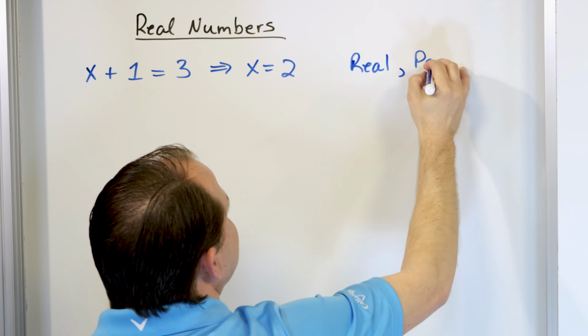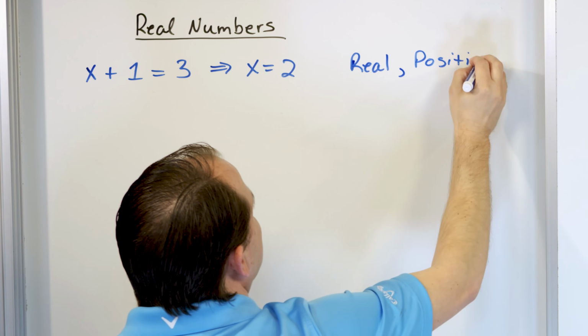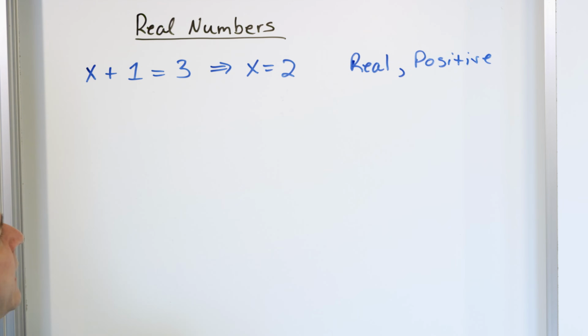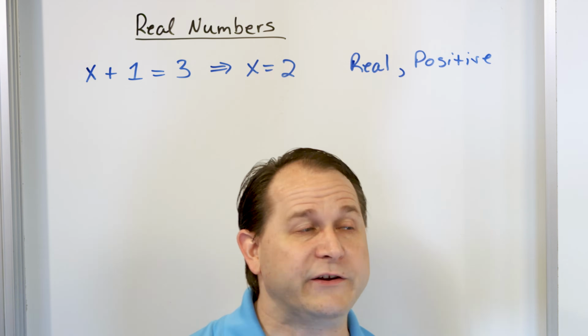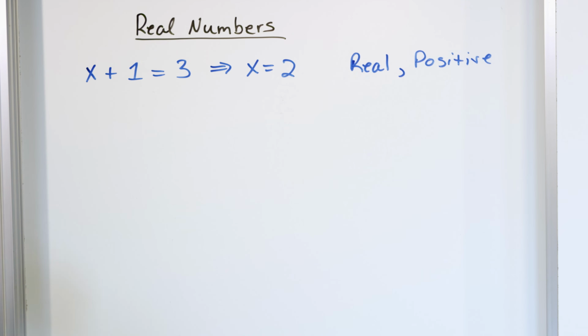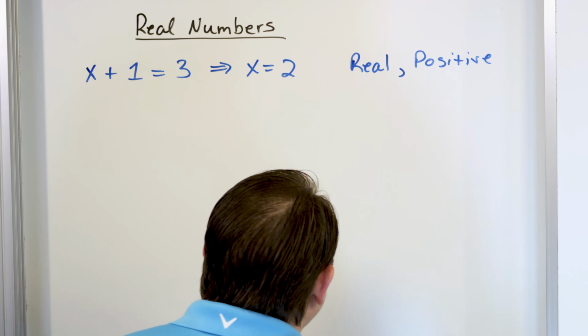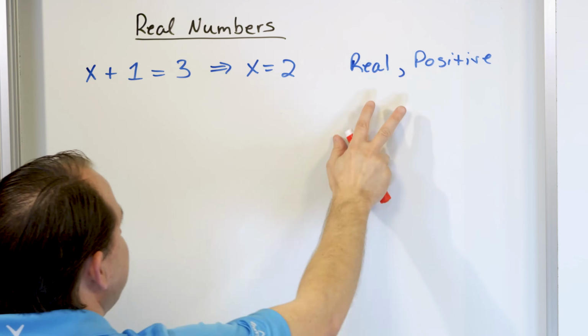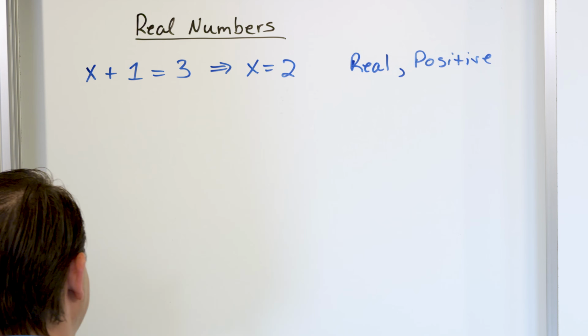So that's a type of number that was invented a long time ago to solve certain kinds of equations. Equations that look like this: something plus 1 is equal to a number, where a positive number is the value of the variable. So we needed a positive real number to solve that type of equation.